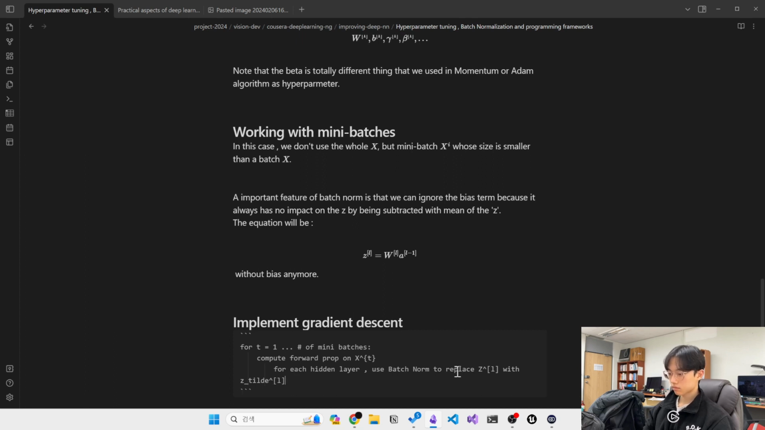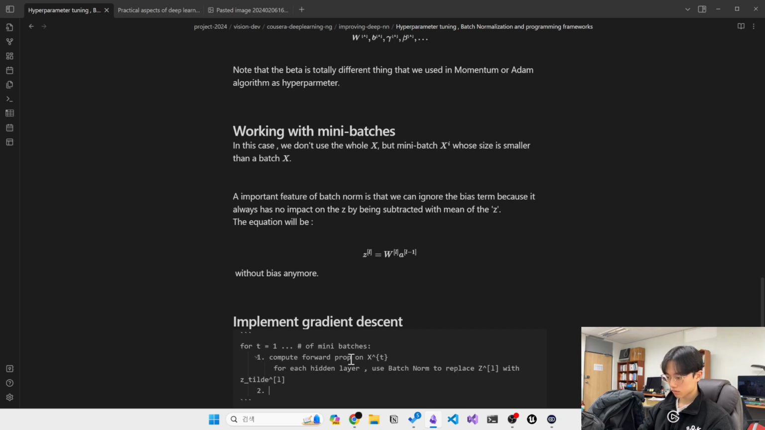And then you use backprop to compute dw, db for all the values of L, d beta, d gamma. Although technically, since we've gotten rid of b, this actually now goes away. And then finally, you'd update the parameters.